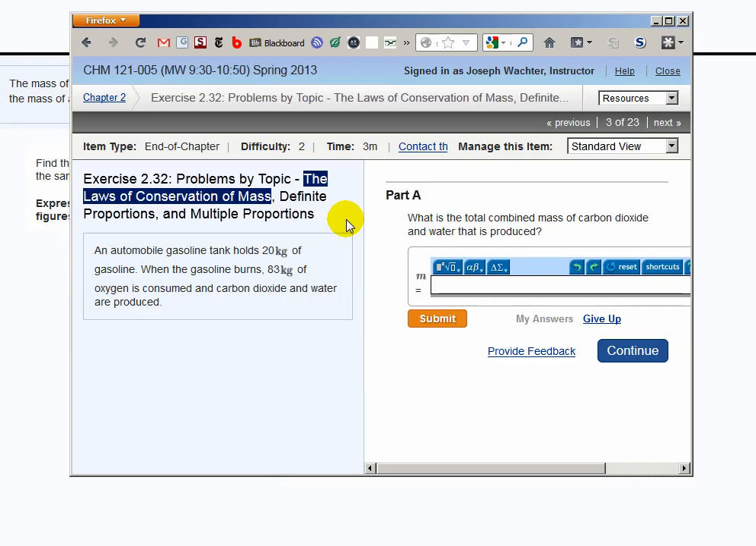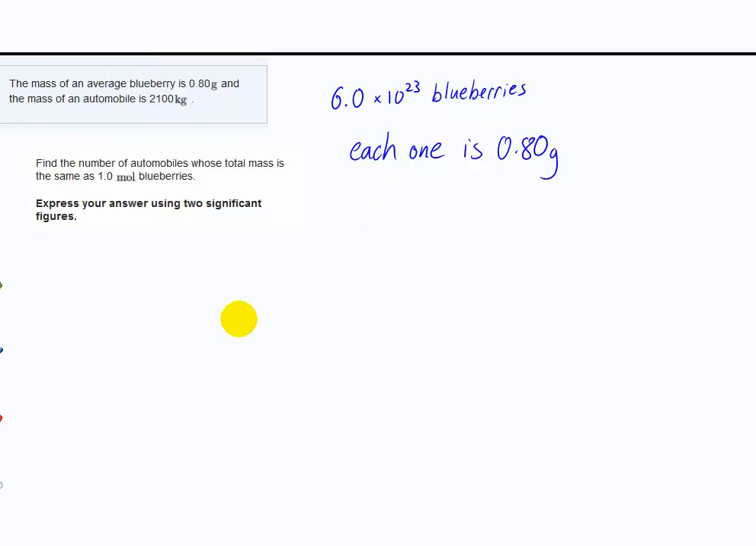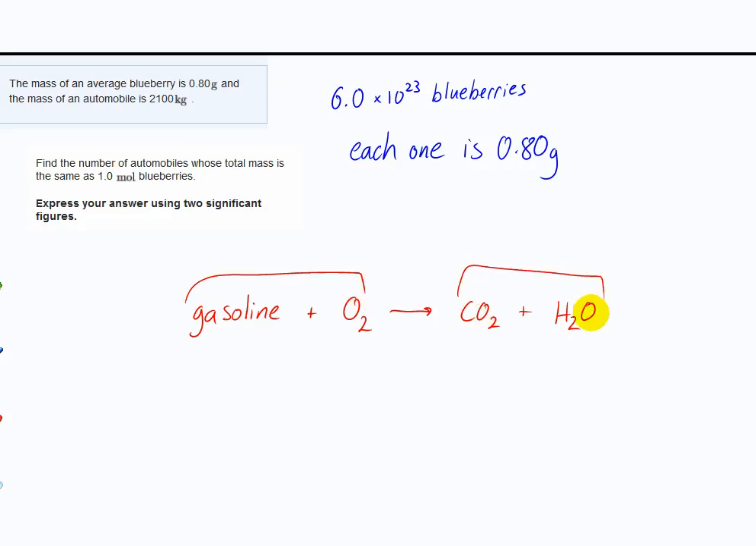Any kind of hydrocarbon fuel is going to react with some amount of oxygen to produce carbon dioxide and water if it burns completely. Of course, we know there are a lot of other byproducts because gasoline isn't pure hydrocarbon, but that's the ideal reaction. So whatever the mass of this is has to equal the mass of this, so you don't violate that principle. Stuff in has to equal stuff out. Otherwise, you've lost or gained mass.